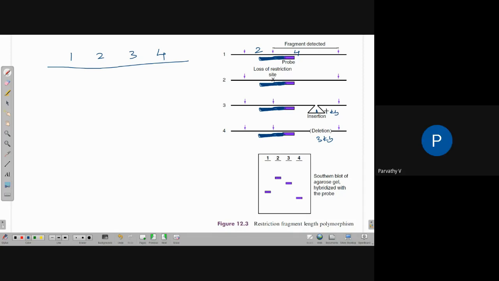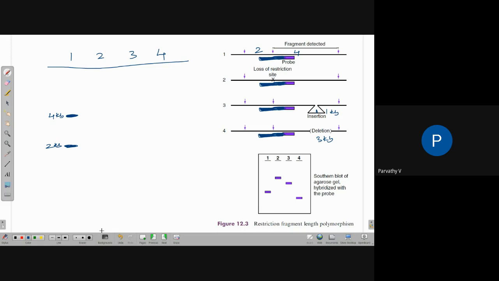Yes. We'll see 2 bands for sample 1. Why? Because even after restriction, there'll be 2 different fragments, the 2 kb fragment and the 4 kb fragment, and the probe can bind with both of them. So we'll be able to visualize both.